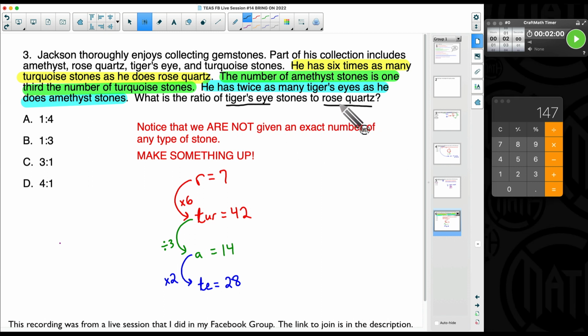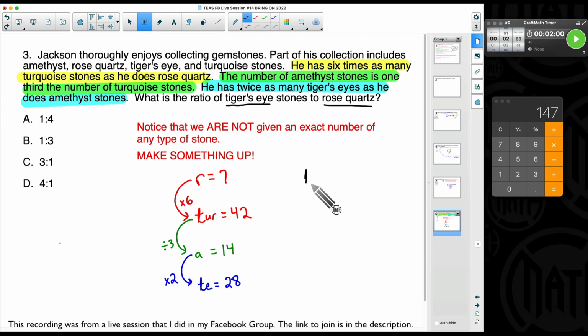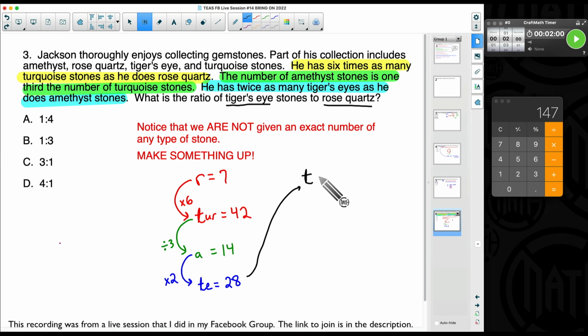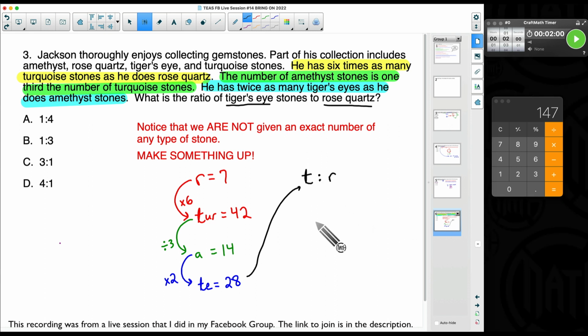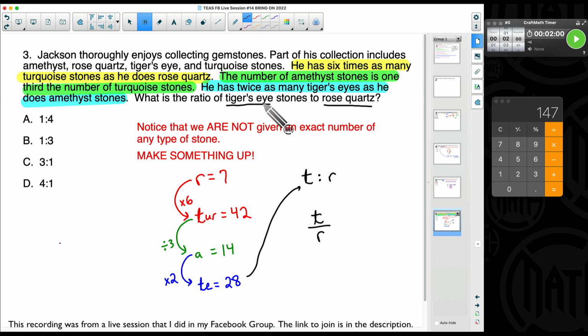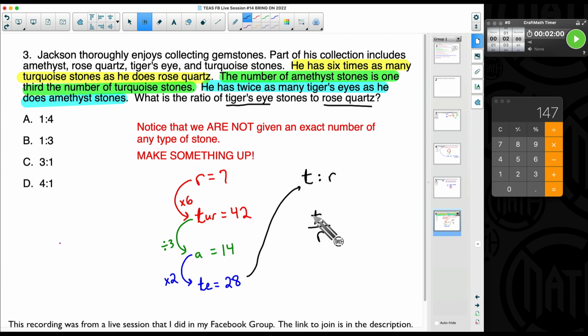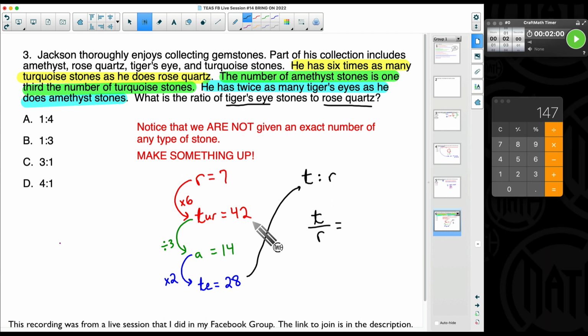So tiger's eyes to rose quartz, a ratio. I'm going to let the TE be my tiger's eye. And sometimes you will see a ratio written with a colon in between. So we would say tiger's eyes to the rose quartz, which is the same thing as writing a fraction. And order is important. Since it says tiger's eyes first, then rose quartz second, make sure you put tiger's eyes on top, rose quartz on the bottom, and let's write down these values.